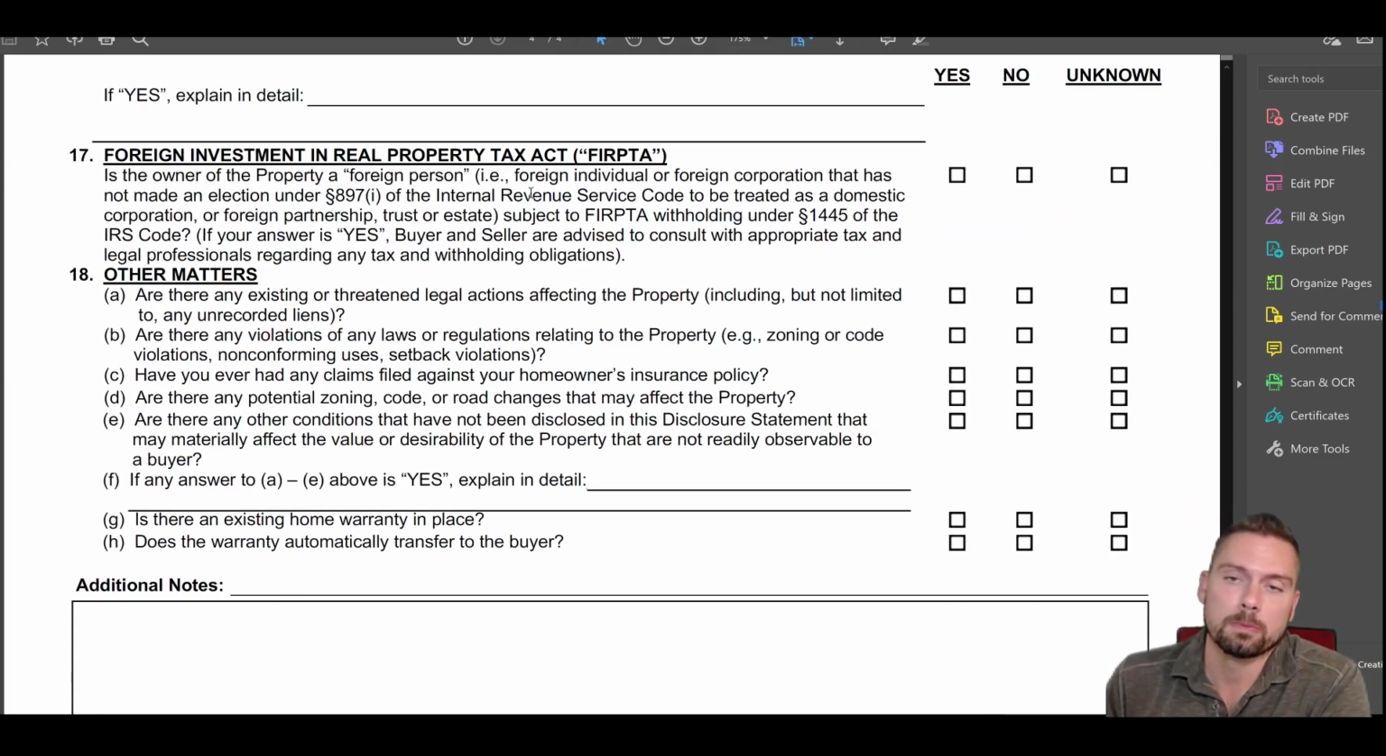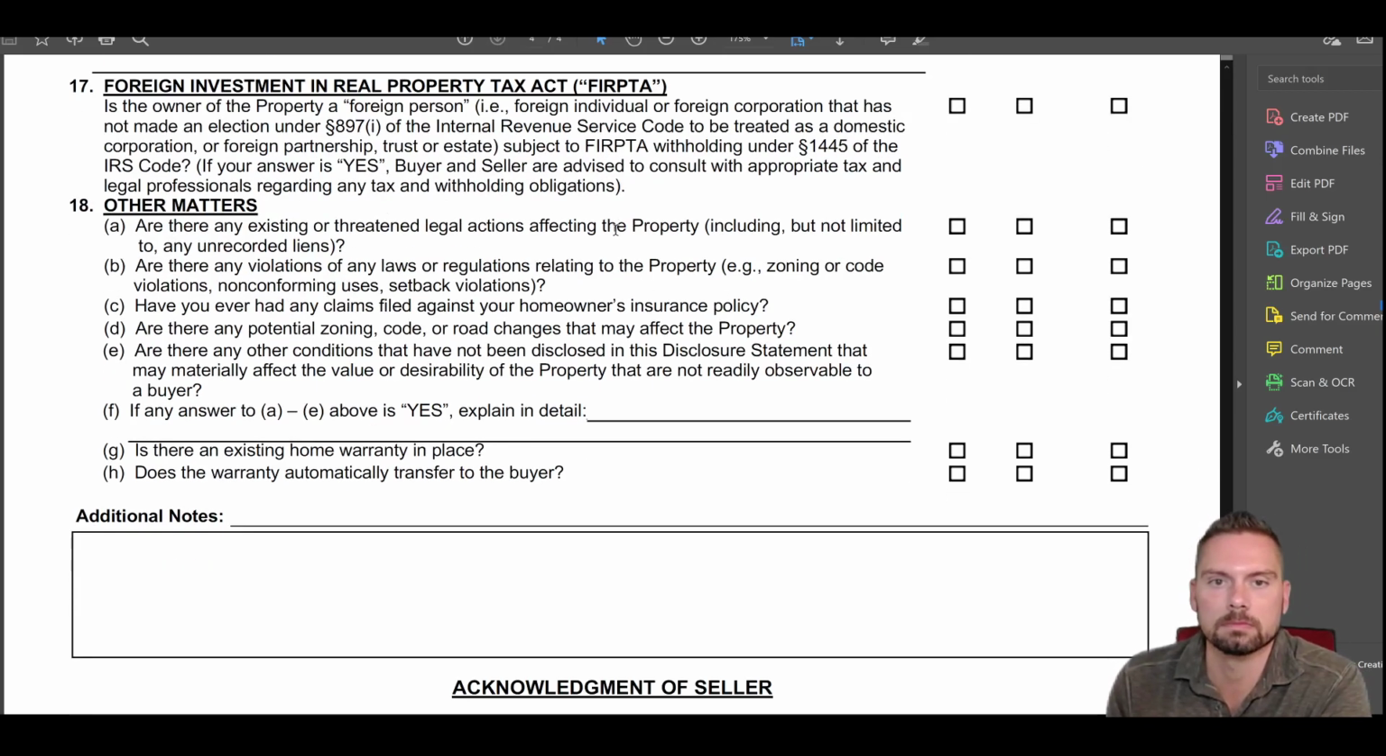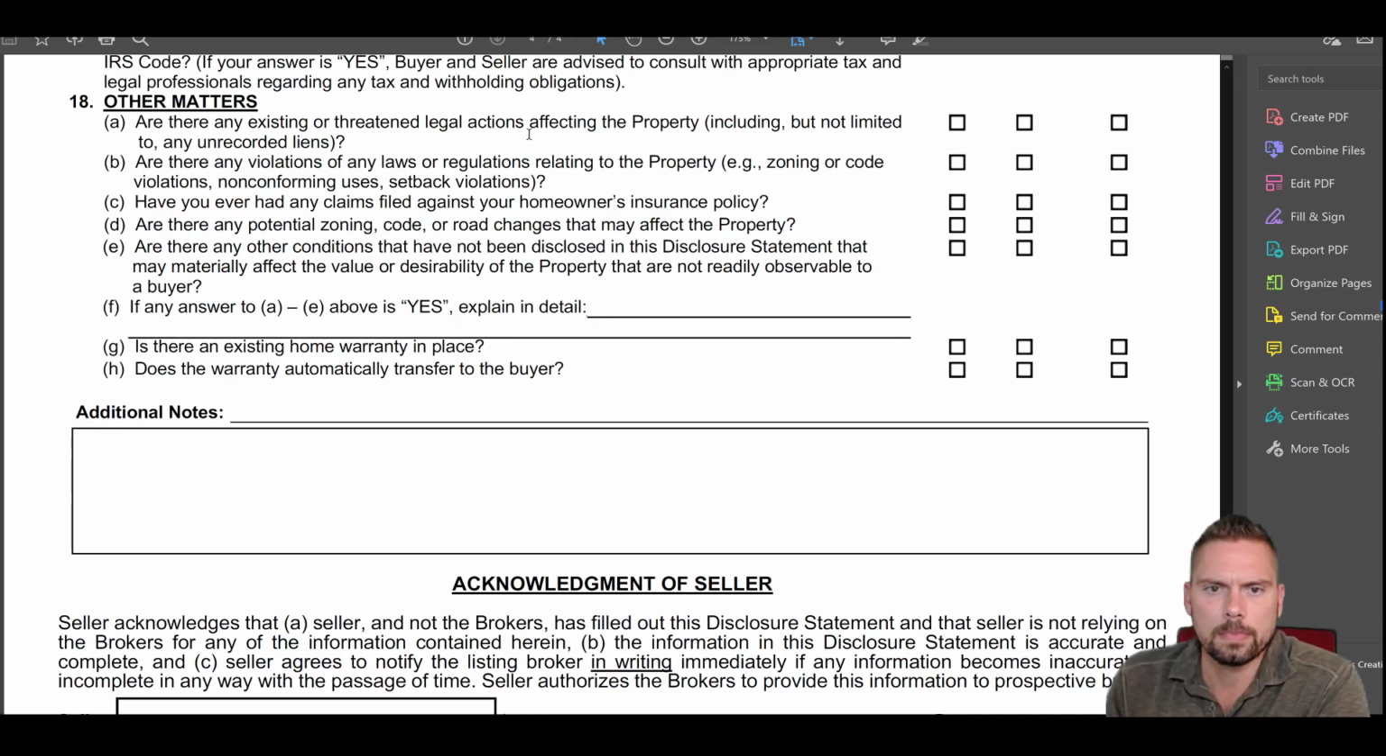FIRPTA, Foreign Investment in Real Property Tax Act. Ask your realtor about this. If you are a foreign person, you will have to deal with this. I'm not going to get into it now. It's not really a common issue unless you are, in fact, a foreign citizen, and the closing agent and the realtor will help you with that. Legal actions against the property. Are you in conflict with your neighbor about the fence? Or are they threatening to sue you because you're not removing the encroachment? That kind of thing, you need to disclose.